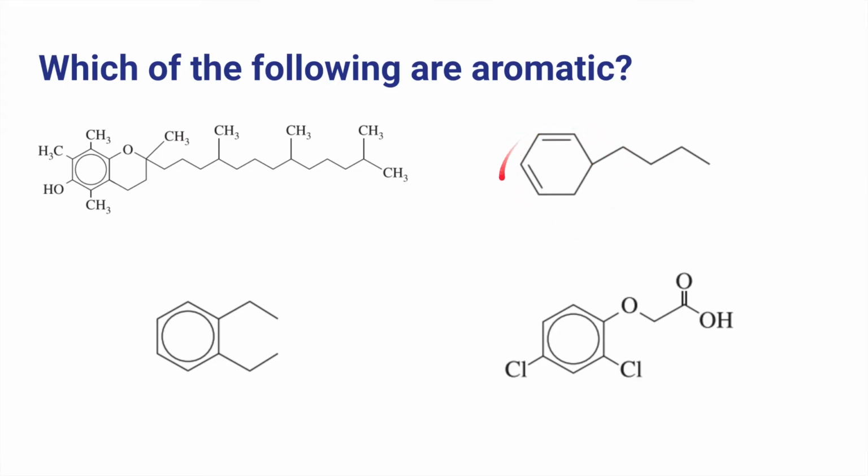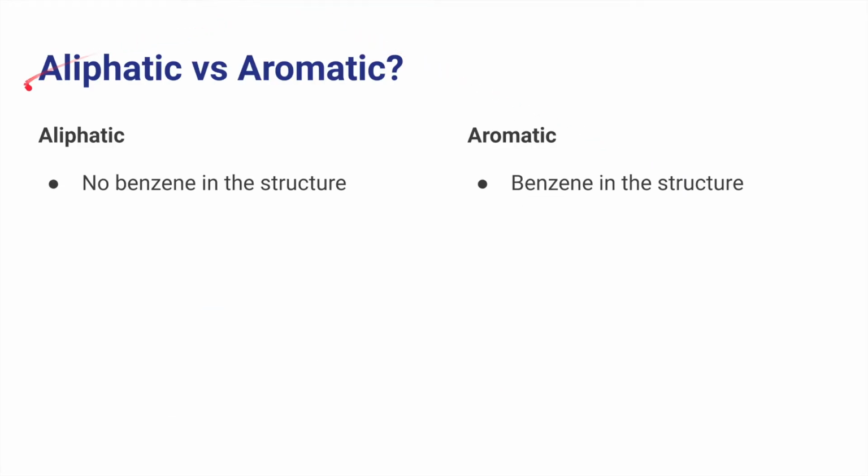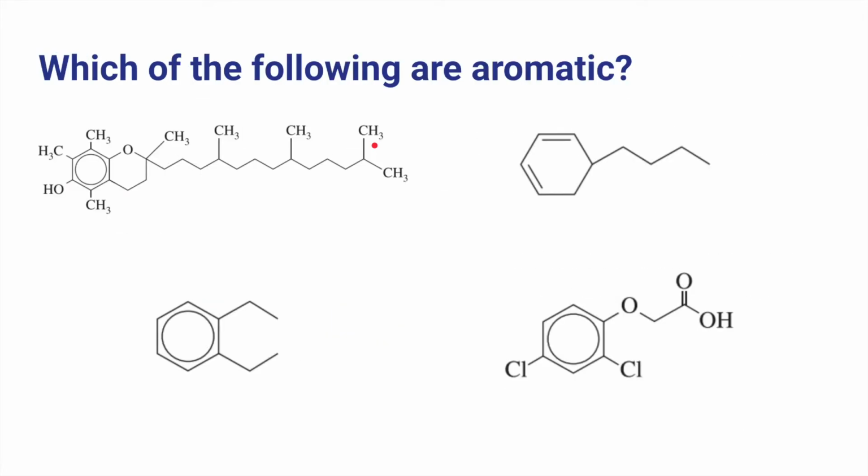Top right looks close. This is a 6 carbon ring, but it has only 2 double bonds shown. If this were a benzene ring, it might have another line going here, but it doesn't have that. So this is not benzene. So it is not an aromatic hydrocarbon. So we would call this aliphatic. Aliphatic spelled A-L-I-P-H-A-T-I-C. So if there's no benzene ring, we refer to it as aliphatic.